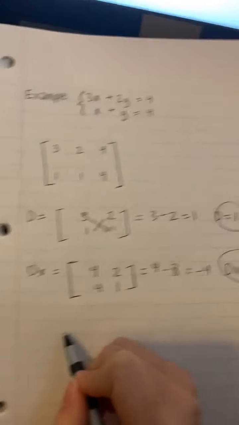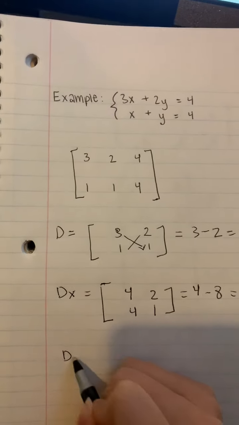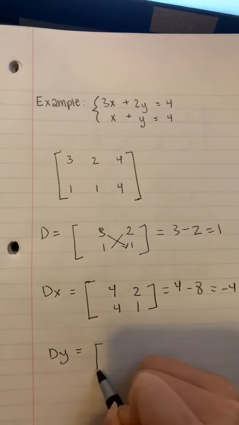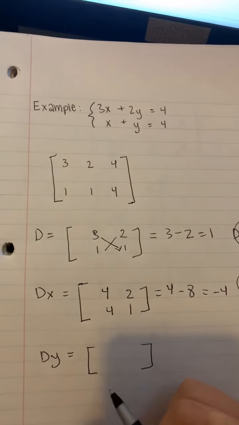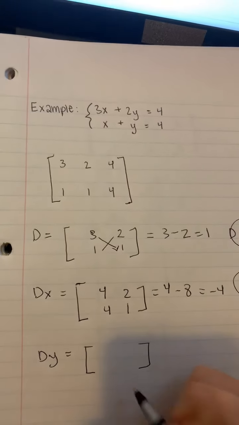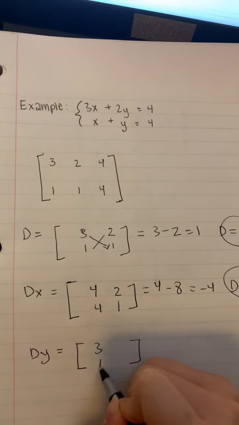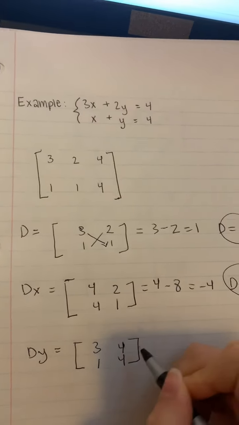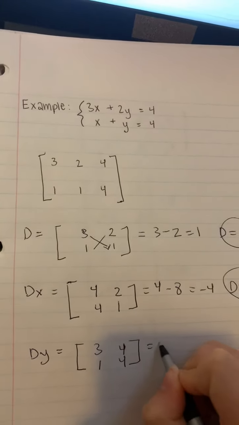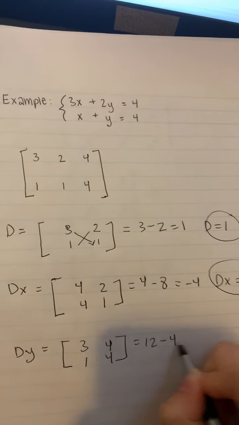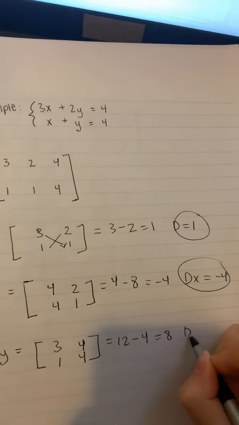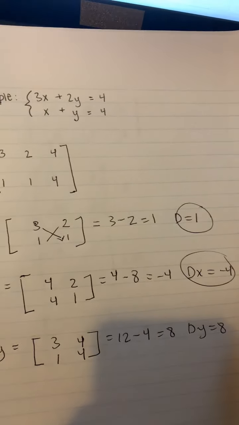Now you solve for dy. Expand the matrix using a1, a2, c1, c2, which is 3, 1, 4, and 4. 3 times 4 is 12, minus 4 times 1 is 4, and it's 8. So your dy is equal to 8.